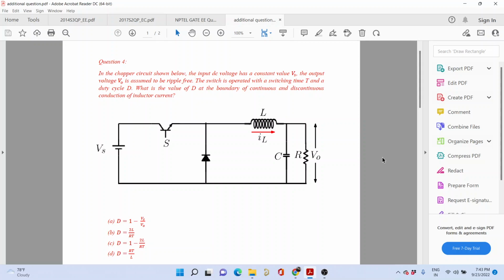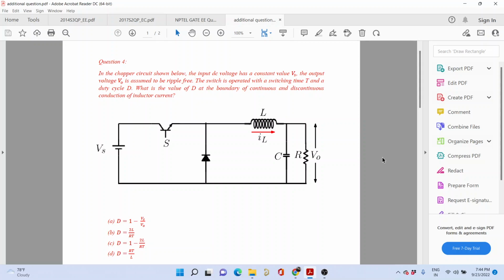Yes, C is the correct option. Okay, how are you doing it? So for the conduction to be at the boundary of continuous and discontinuous, the current should become zero. So we put IL minimum as zero. How can the ripple current become zero? Not ripple current. The current curve should become zero.